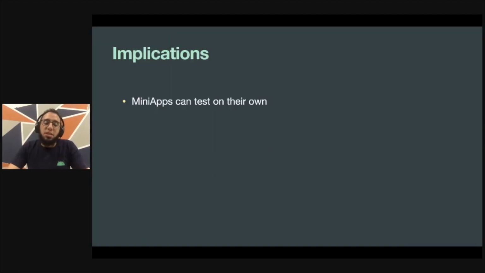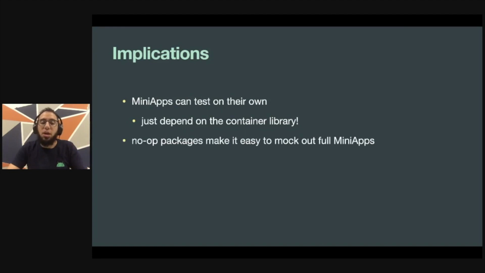The implications of this are that mini apps can test on their own, and they're testing code that's almost identical to what we have. And I say almost because they can choose to add things inside of their application subclass that we don't have if they choose to, right? But essentially, they just need to depend on the container library.